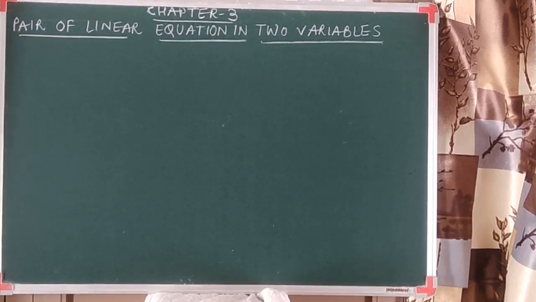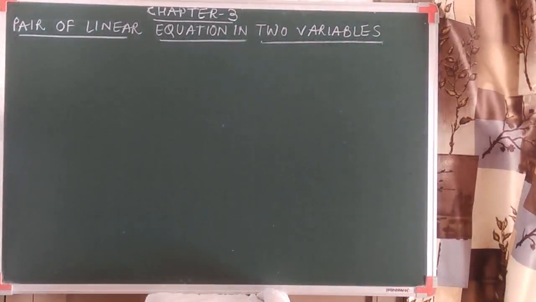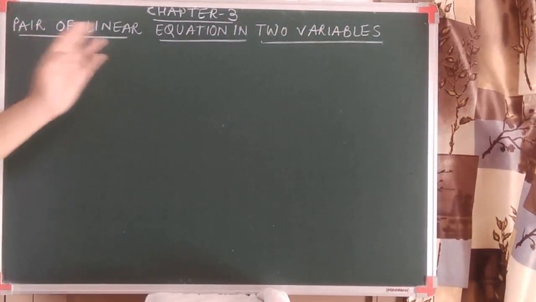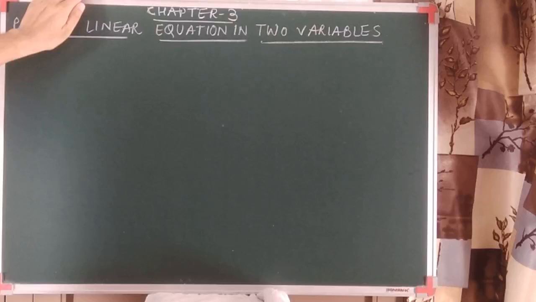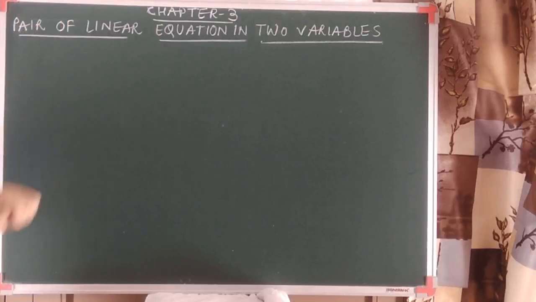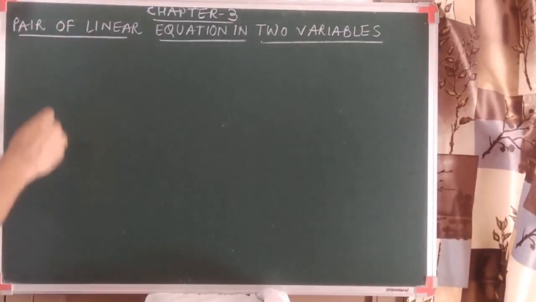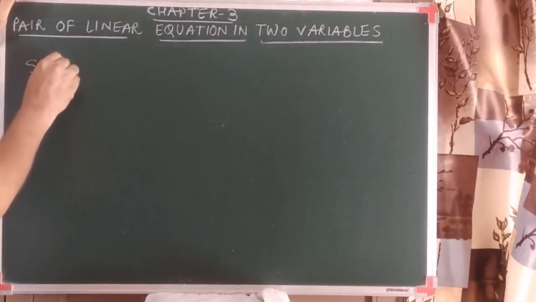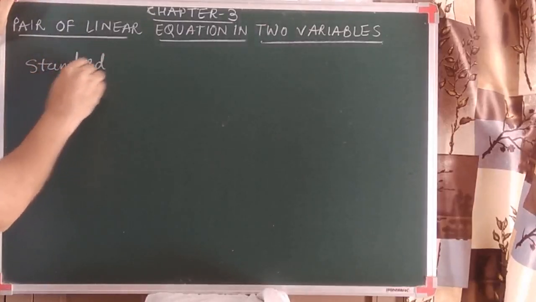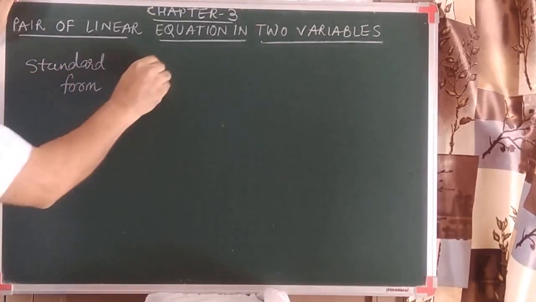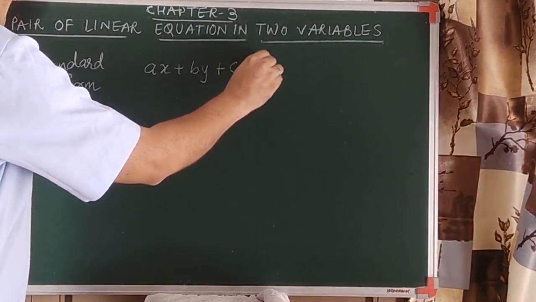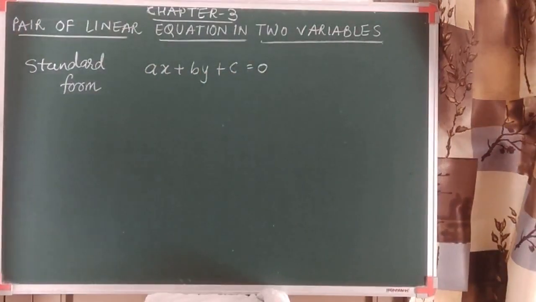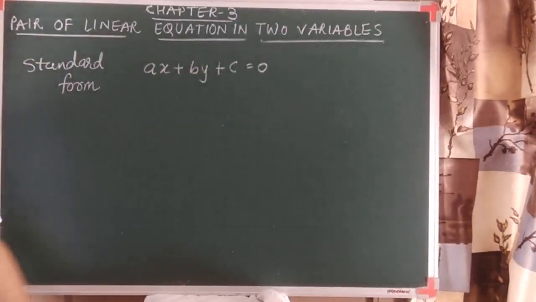With the new chapter. It's a pair of linear equations in two variables. If you recall this, we discussed this chapter last year in standard 9, linear equation in two variables. The standard form of a linear equation in two variables is ax plus by plus c is equal to 0.